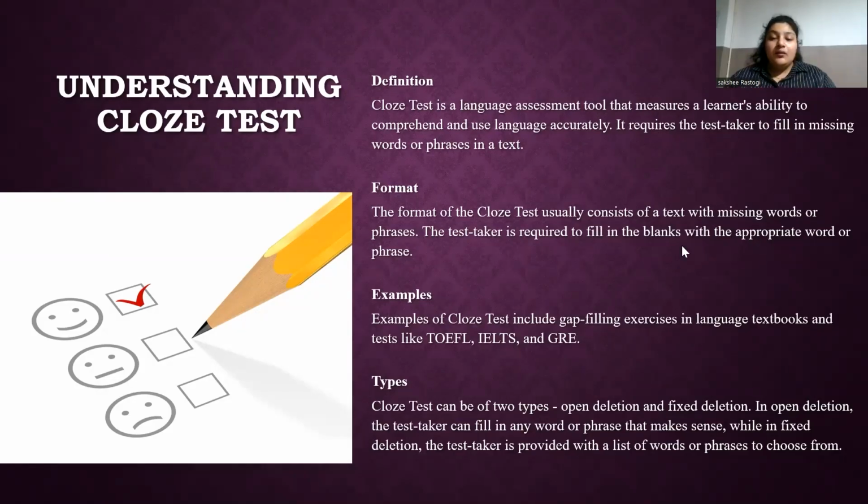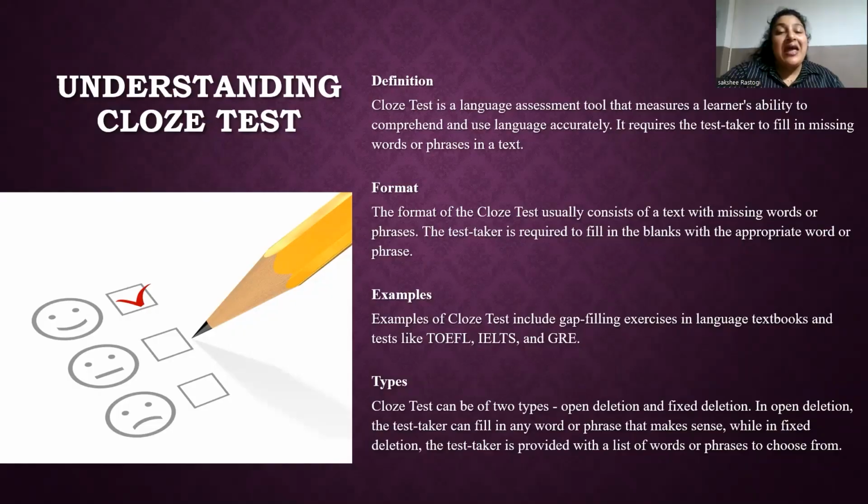So what is the format of a cloze test? The format of a cloze test typically includes a passage, a short text with blank spaces. Blanks, words or phrases removed from the passage and replaced with blank spaces. Instructions, directions for the test takers to fill in the blanks. Answer space, space for the test taker to write their answer. Options, which are optional, multiple choice options for each blank.